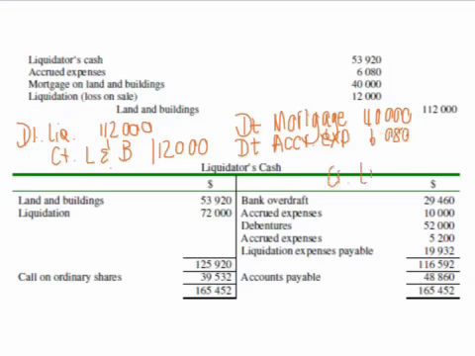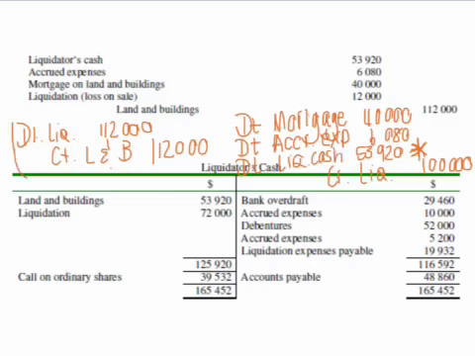Credit our liquidation account to record the proceeds from this. So we managed to sell it for $100,000. And then this balance that's missing here, the $53,920, is the excess cash that is available to the liquidator to be distributed to the other creditors. And that, of course, will go to the liquidator's cash account.